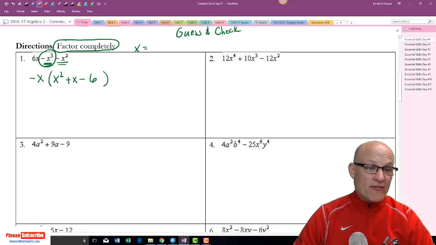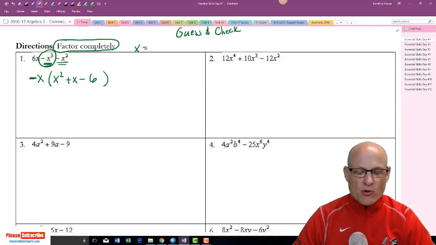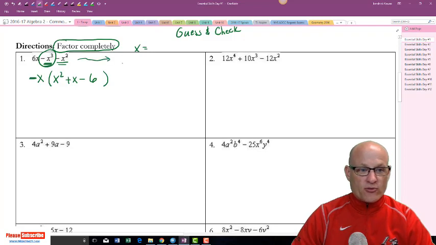Why is it that everything got its sign changed? Because I took out a negative. It's very important that you do that. It's also got to be in standard form. If you don't like the form this is written in, write it in this way: negative x cubed minus x squared plus 6x. Now take out that negative x. This is what we end up with.